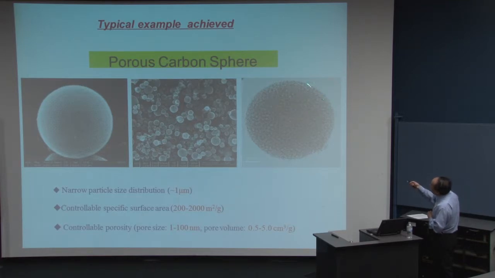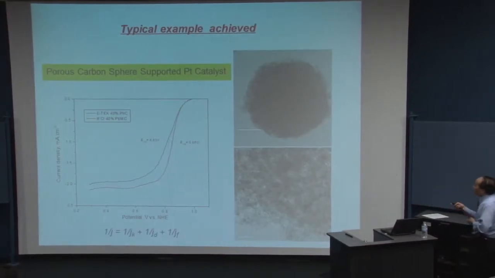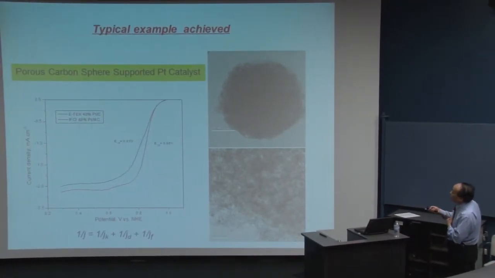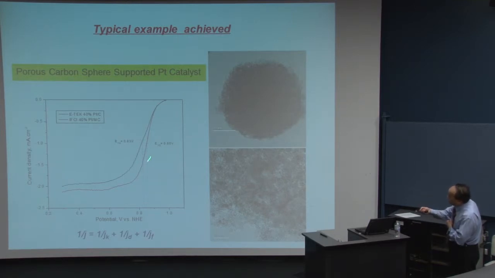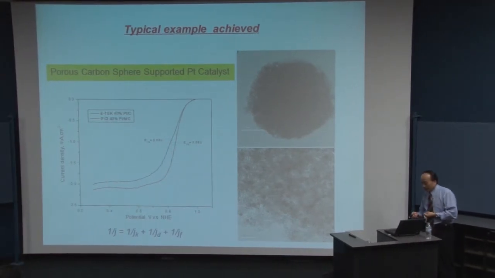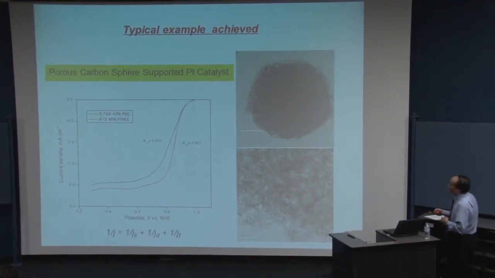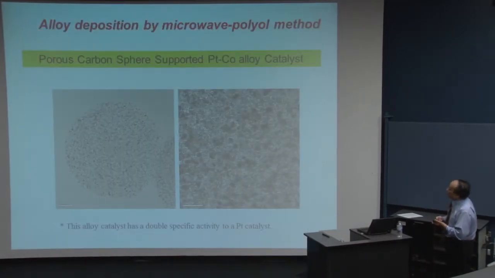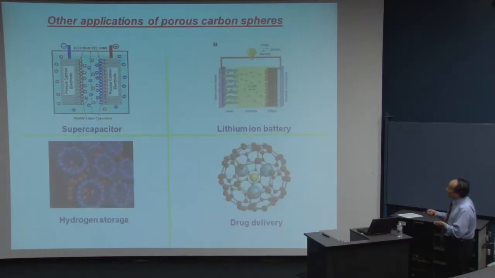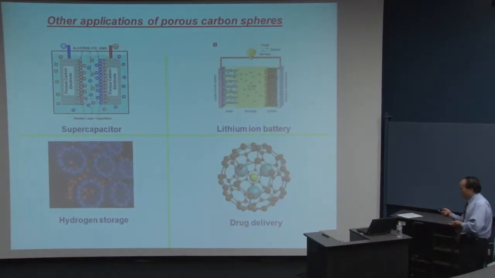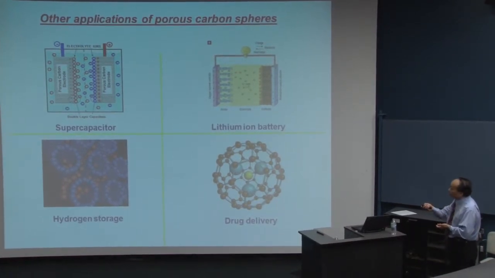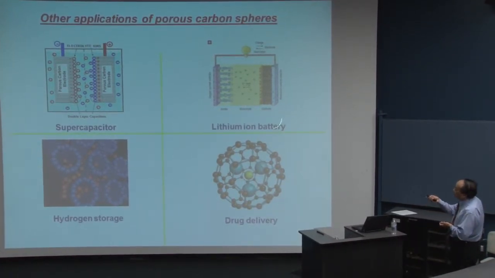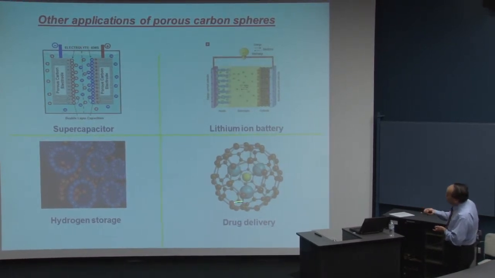This is the particle coated with platinum catalyst on the surface, and this shows we coated the platinum catalyst on this for oxygen reduction. You can get around a 30 millivolt shift to the positive potential, which is considered very big. And this is another platinum cobalt alloy catalyst we synthesized. This kind of mesoporous carbon has found many applications, for example, in supercapacitors, lithium-ion batteries, hydrogen storage, and also drug delivery.